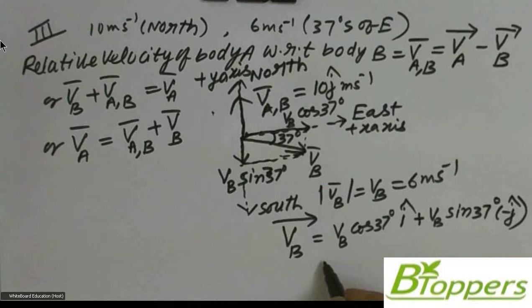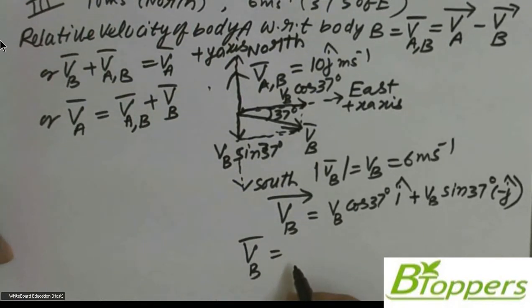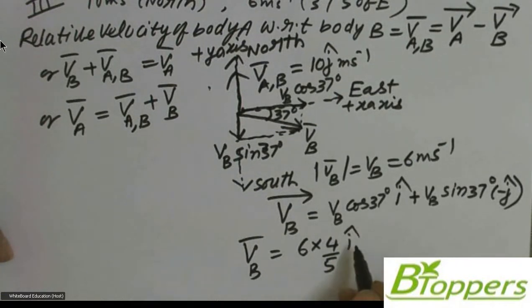We can substitute VB equal to 6 meter per second here. Cos 37 degrees you can take about 4 by 5. Again, you can substitute VB equals 6 meter per second, sine 37 degrees equals 3 by 5.